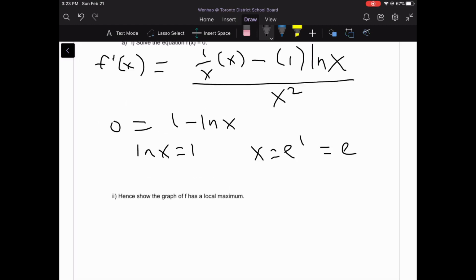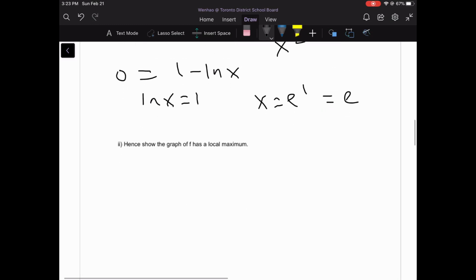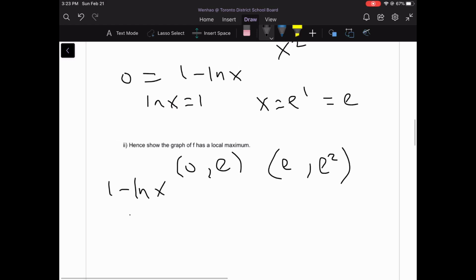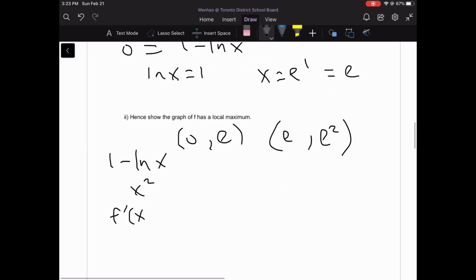Hence, show the graph of f has a local maximum. Okay, so the domain is from 0 to e squared, and we have a local max or min, or point of inflection, since the first derivative is equal to 0 at e. So we can do the interval test from 0 to e, and then from e to e squared. And we do 1 minus ln x, denominator x squared, and then the whole function f prime of x.